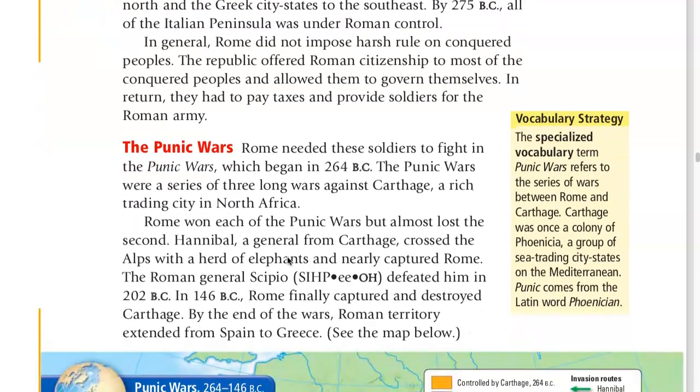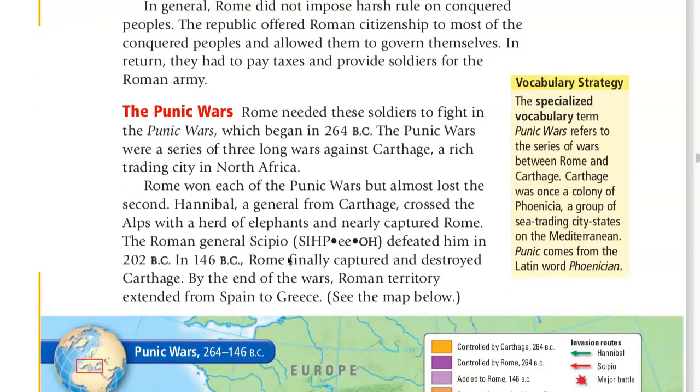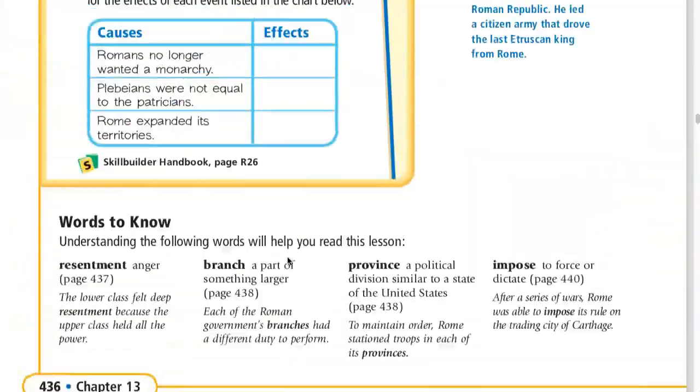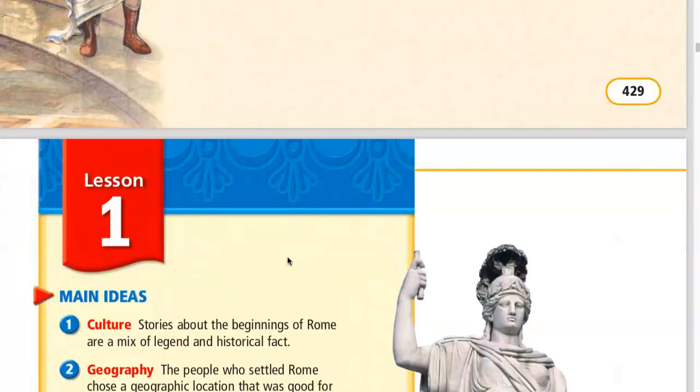The Punic Wars. Rome needed these soldiers to fight the Punic Wars, which began in 264 BC. The Punic Wars were a series of 3 long wars against Carthage, a rich trading city in North Africa. Maybe we should go back to the map. A rich trading city in North Africa.